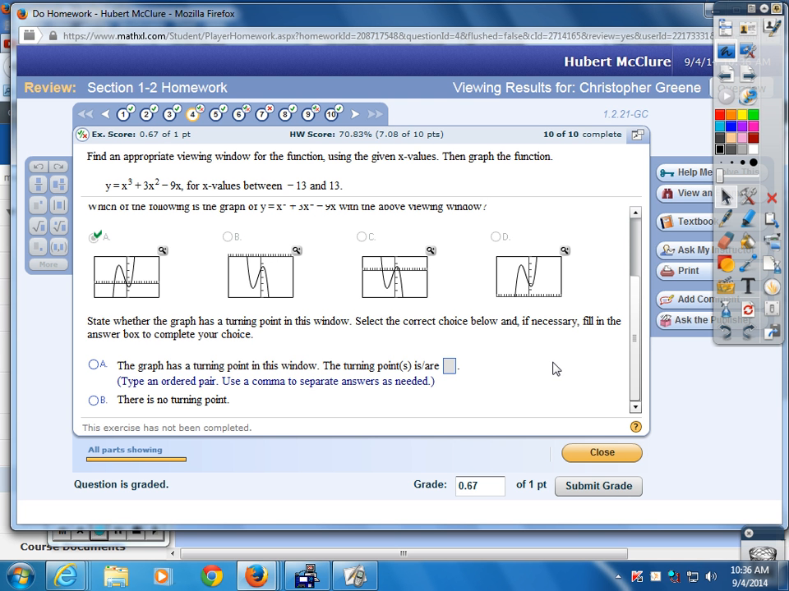And then, how do you find them? Well, you can find your max and min. Do you know how to do that on your calculator? Okay. Well, let's get your calculator and let's graph it.